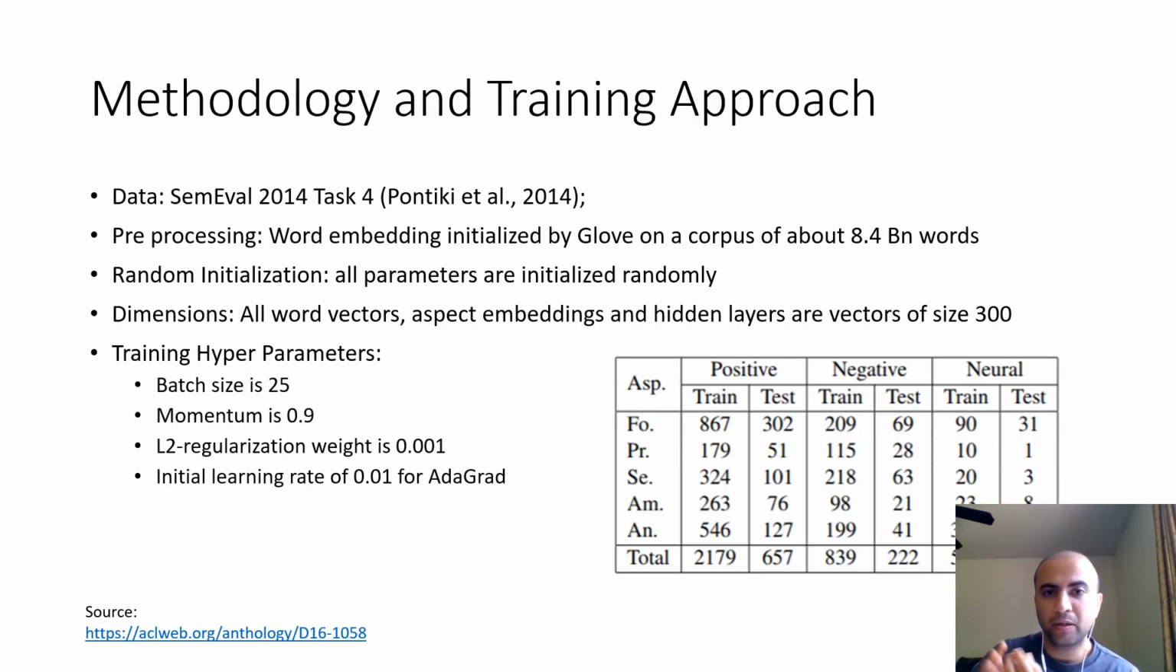So let's talk about the methodology and training approach that the authors have followed. The data used is SEMEVAL 2014 data, and that has aspect level labeling for just one task, only for restaurants. The restaurant data has the aspect level labels, so that was used for the training.